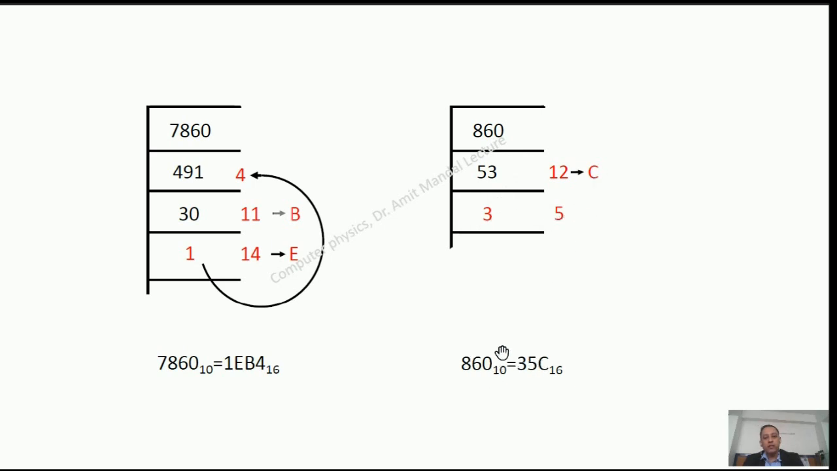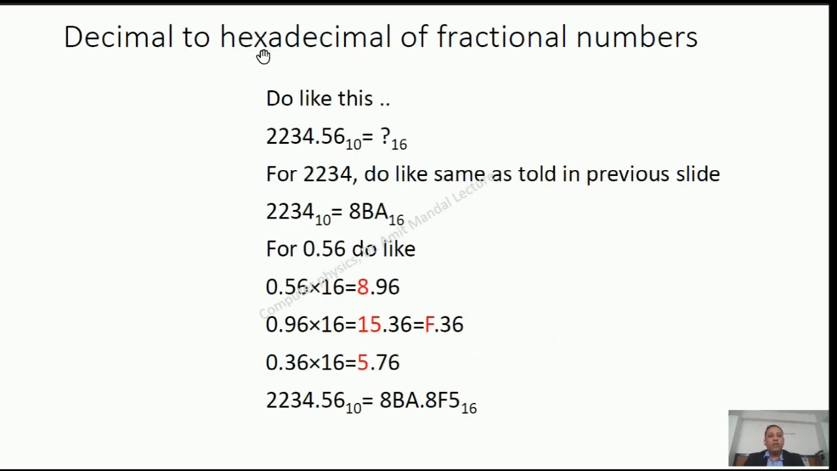So this is the hexadecimal conversion of this decimal number. Now, in case it is a fractional number, you want to convert a fractional decimal number into hexadecimal. What you have to do? Suppose the number is 2234.56. This is decimal. You want to convert it to hexadecimal.